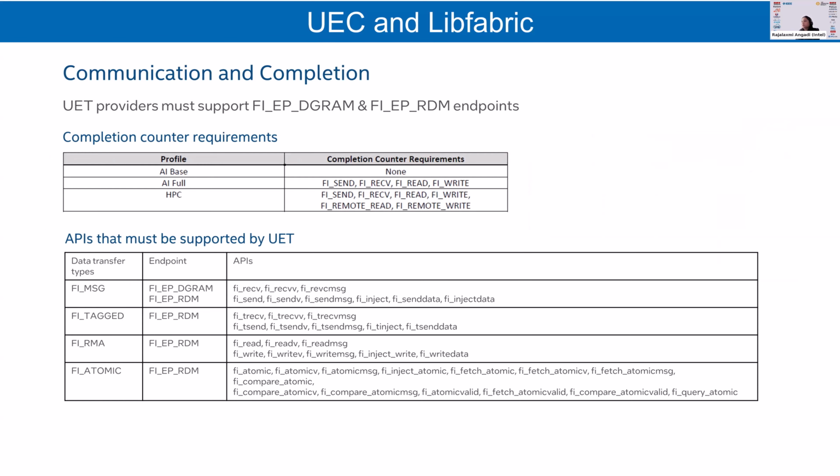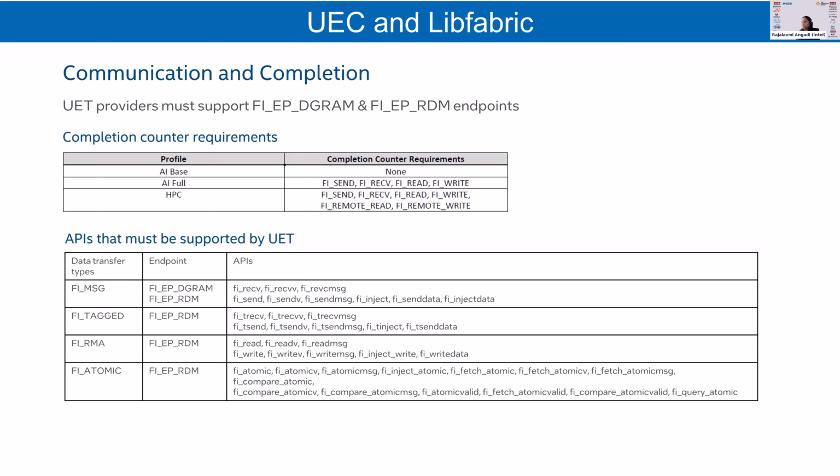So this table shows the completion counter requirements for various UET profiles. For AI Full, we need the completion counters for fi_send, fi_recv, fi_read, fi_write. And similarly for the HPC profiles, these are the completion counters that are required, that must be there. For AI Basic, it specifies there are none. It's not compulsory there. So the next table shows the APIs that must be supported for data transfers for different types of endpoints and for different types of data transfers.